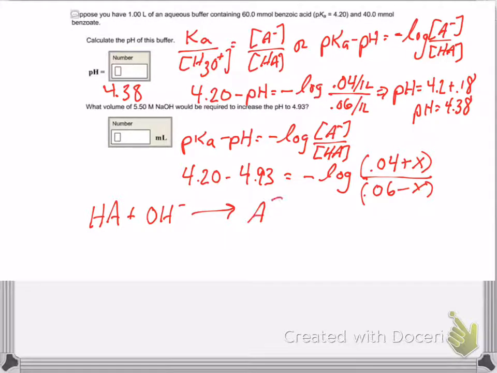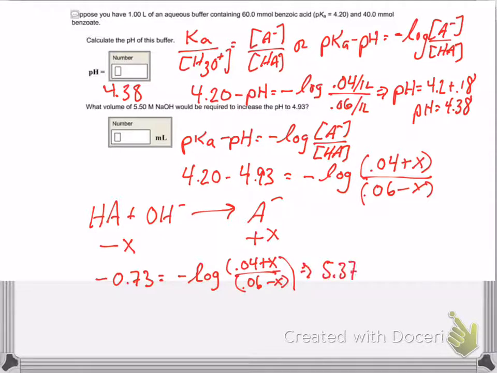So this is a good model for analyzing how a buffer is adjusted. We have OH minus reacting with HA to make A minus. So every mole that we need to adjust this ratio has to come from OH minus. That's how we're going to know what volume we need to add. So it's going to disappear from HA and appear as A minus. So let's see what quantity we need to adjust. By subtraction, we see that 0.073 on the left of the reaction is equal to this log. We have to get rid of the logarithm to do the algebra, so we'll take 10 to both sides. And if we do that, we see 5.37 is going to be equal to this ratio. So now we just need to solve for x. It's a pretty straightforward algebra problem now. We just multiply both sides by 0.06 minus x and set it equal to 0.04 plus x. We can then distribute the 5.37.